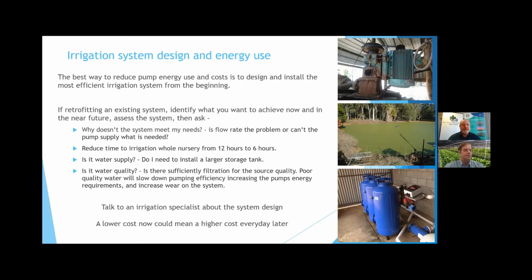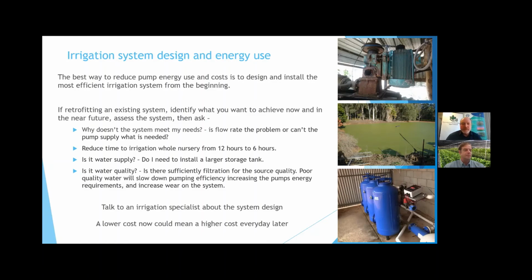What is wrong with the existing system? Is the flow rate an issue, or is the pump the wrong size? Do you need to reduce time taken to irrigate? Is more water storage needed, or is the water quality an issue? Water quality will have an issue on pumping energy by blocking sprinklers and causing increased biofilm to grow in the pipes, reducing flow rates and increasing friction losses. A bigger pump may not be the solution, and a cheap deal now could actually cost you more later.